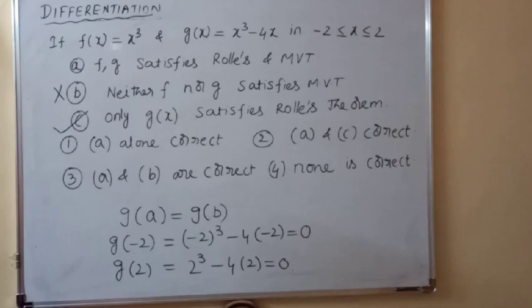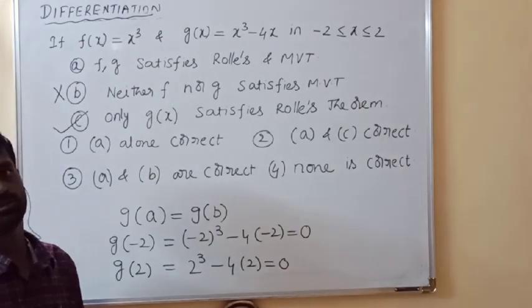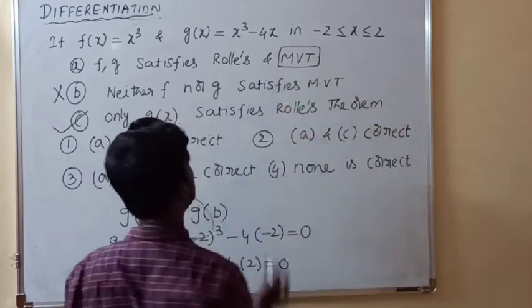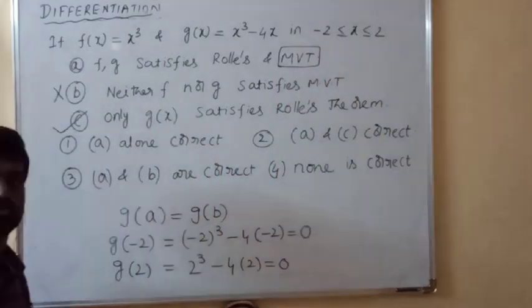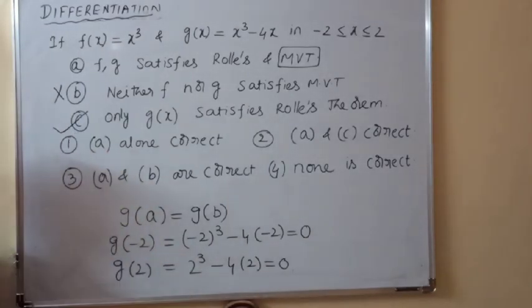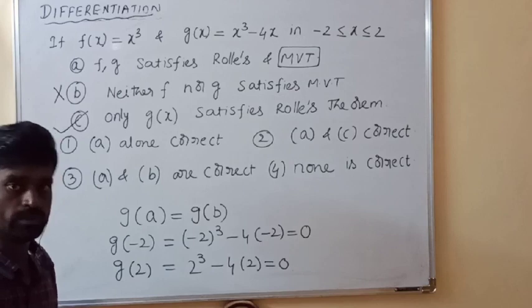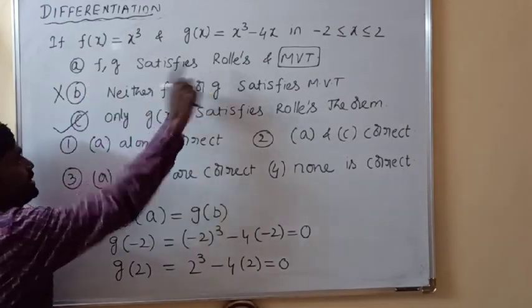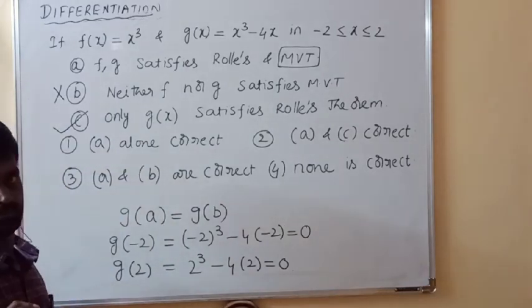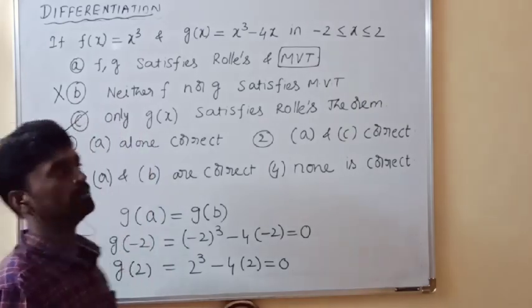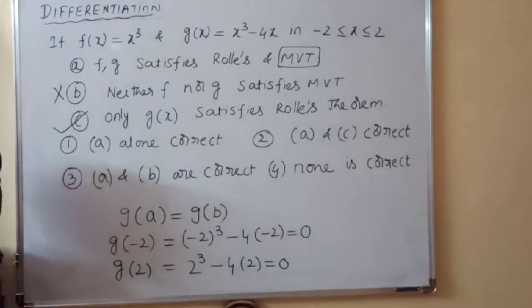Now look at the first statement. Both f and g satisfy Rolle's theorem and mean value theorem. So clearly both f and g satisfy the mean value theorem is correct, because those two are polynomial functions. Now also from the third statement, g of x satisfies Rolle's theorem. Now we have to check whether f of x also satisfies Rolle's theorem or not. If f of x also satisfies Rolle's theorem, then statement A is also correct.